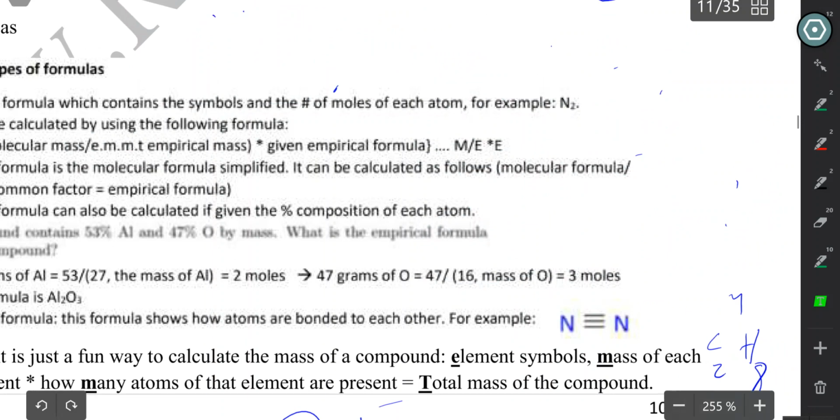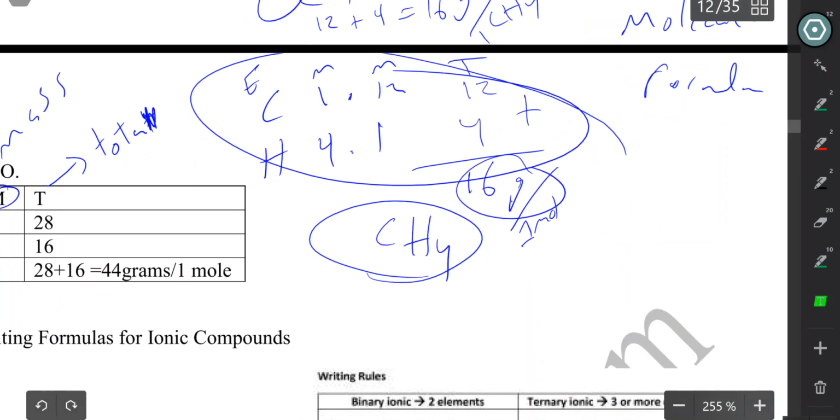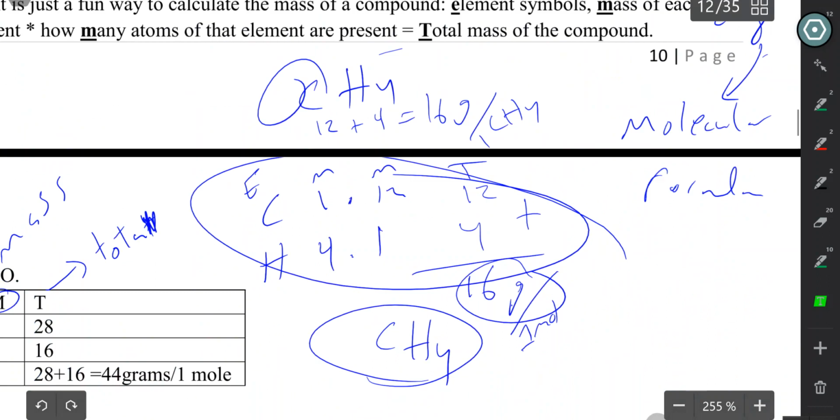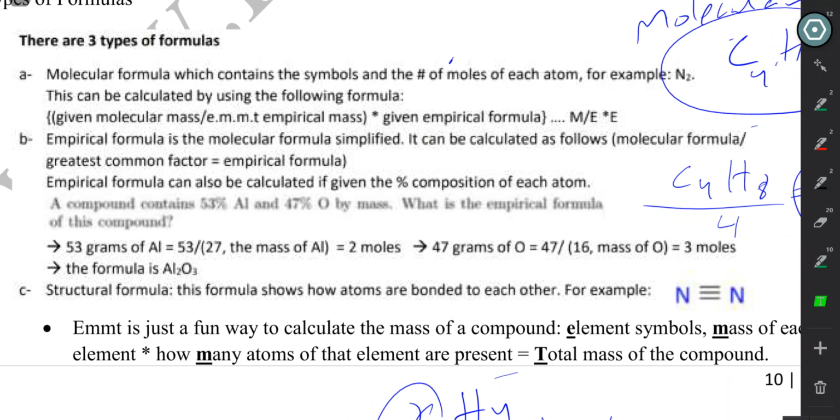So let's say I had C4H8. This is your molecular formula, and you want to calculate your empirical formula. Then I take my C4H8 divided by the greatest common factor. In this case, the greatest common factor is 4. And that will give me my empirical formula, which would be CH2. Ladies and gentlemen, that's pretty much it about the empirical formulas and the molecular formulas.